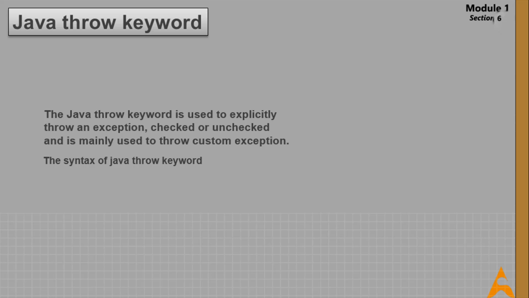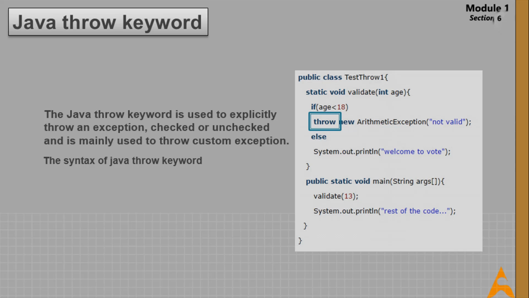Now let's discuss the throw keyword in Java. The Java throw keyword is used to explicitly throw an exception. We can throw either a checked or unchecked exception in Java by the throw keyword. The throw keyword is mainly used to throw custom exceptions. We will see custom exceptions later. The syntax of the Java throw keyword is given. Refer to this program and make sure you are doing your programs along with this video.